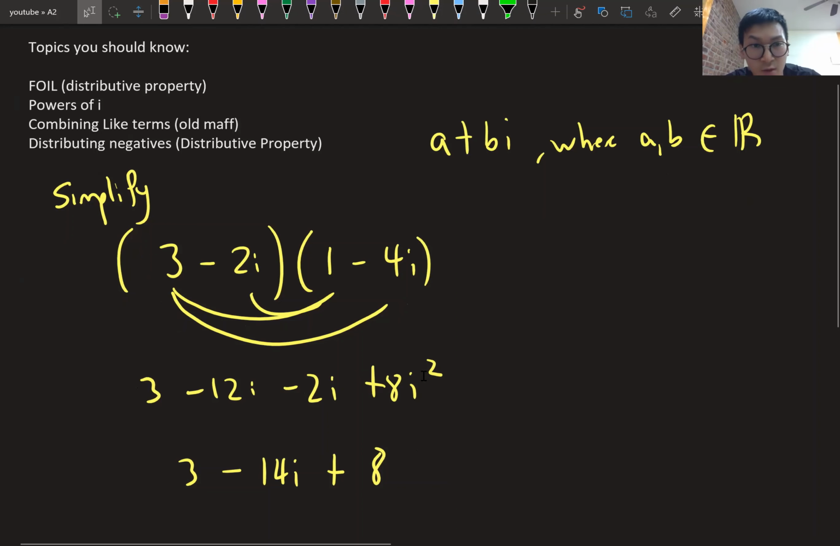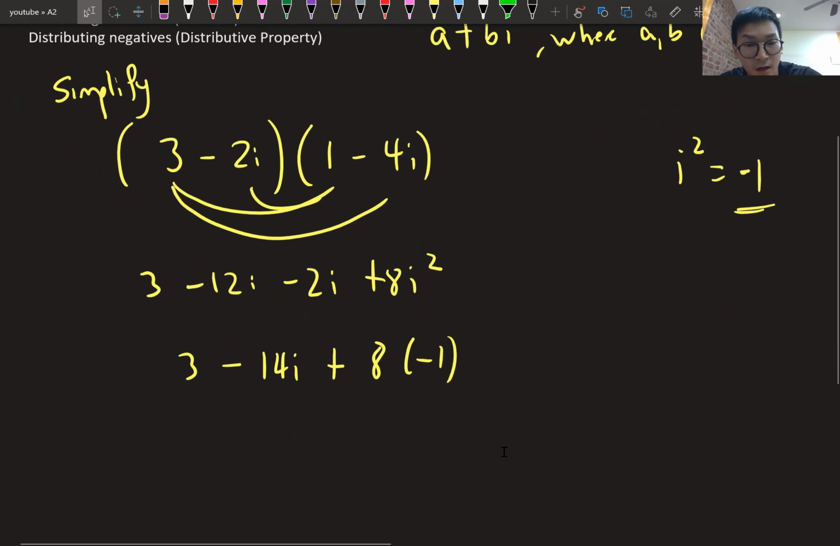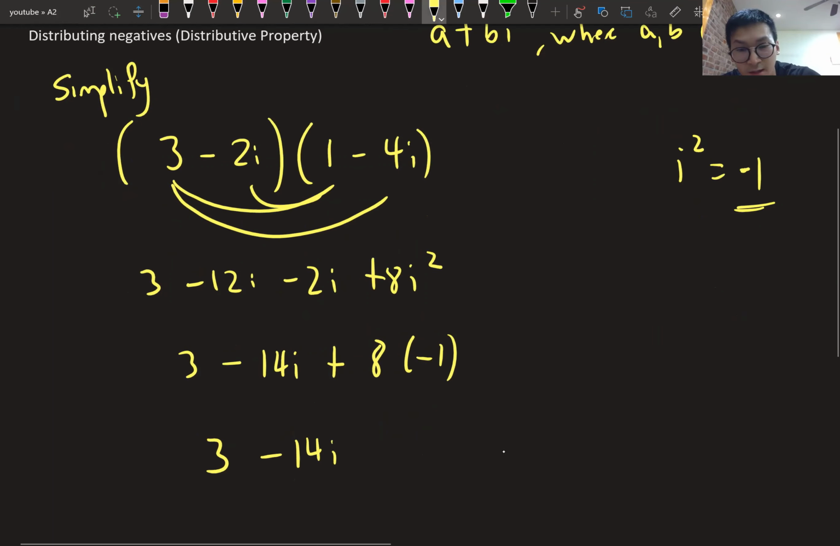Now, this i squared, this is the powers of i thing. If you remember, i squared is equal to negative 1, so I can make a substitution right here. Instead of i squared, I can just say negative 1. Then you're going to get 3 minus 14i minus 8. So this equals this equals this equals this.